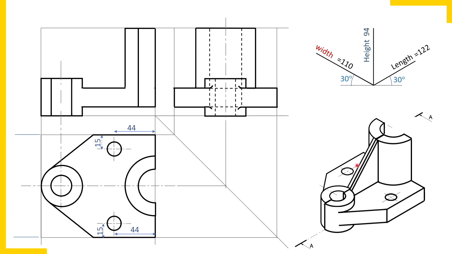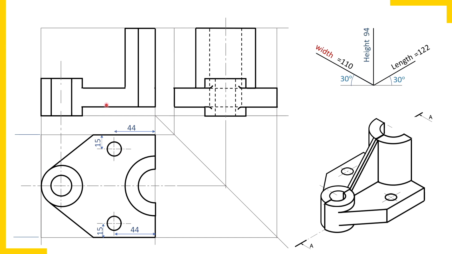But simple logic to draw the sectional view: tell me whether these two holes are getting cut by the cutting line. This is the cutting line, passing through the center of the cylinder and the center of the semicircle. And these two holes are not getting cut by the cutting line.